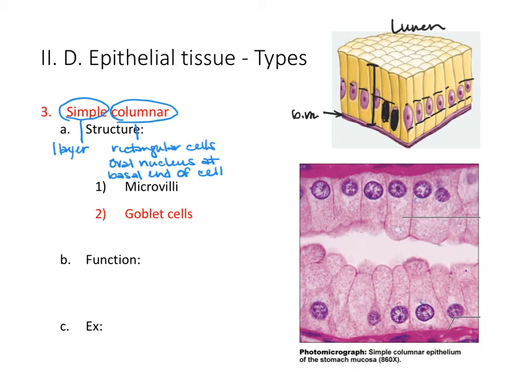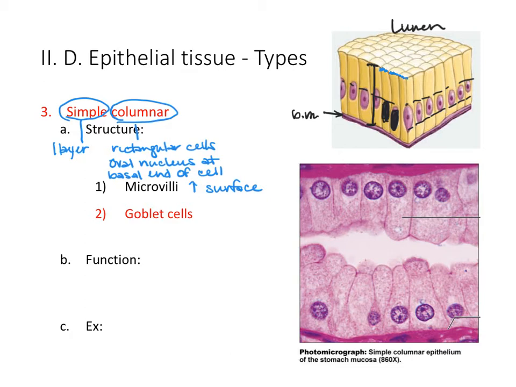Now, simple columnar epithelium may have two other specializations here. One of the specializations is microvilli. We already know about microvilli, and if we were in class, I'd ask you what they do. And so you would then say these guys are going to increase surface area. So they're going to be little brush border kind of extensions of the plasma membrane up there at the top.